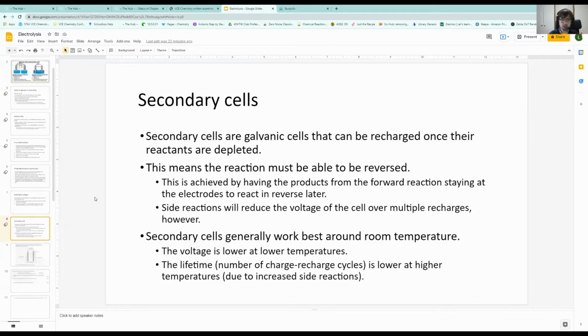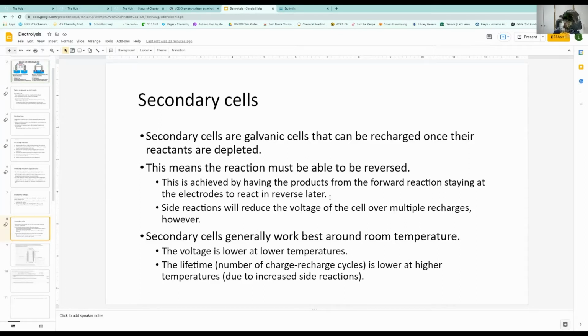Often this shows up in questions where they'll say, what is the discharging reaction, or what is the recharging reaction? All that means is that discharging just means it's operating as a galvanic cell. Recharging means it's operating as an electrolytic cell. So if you know the overall reaction for one, you can just flip it around to find the other. Or if you know either of the half equations, just flip it around and you'll find the other one.